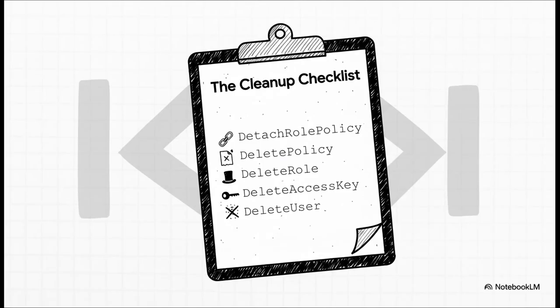The cleanup process is pretty straightforward. You just do everything you did, but in reverse. We detach the policy from the role, then we delete the policy itself. We delete the role. Then we delete the user's access key. And finally, we delete the user. Every good piece of automation that creates resources should also know how to destroy them safely.